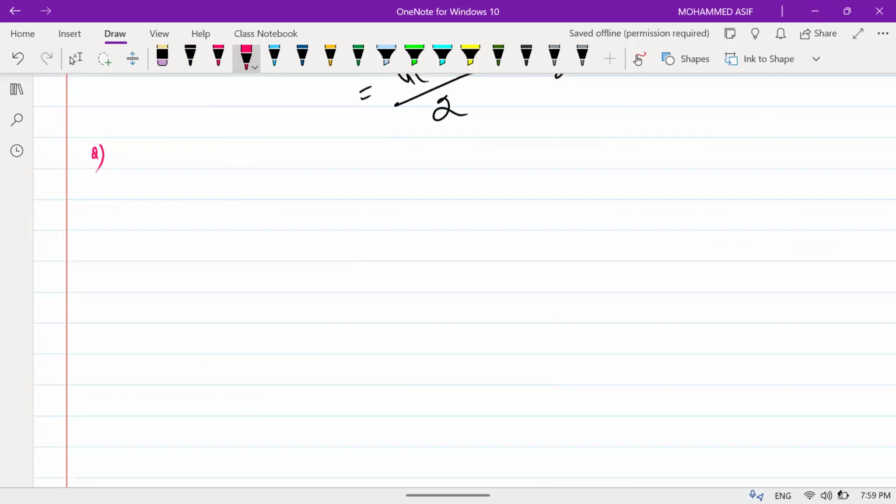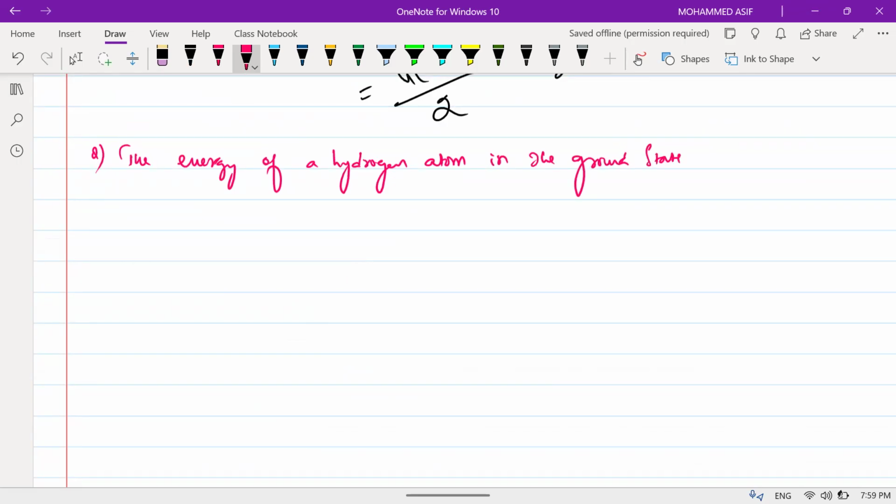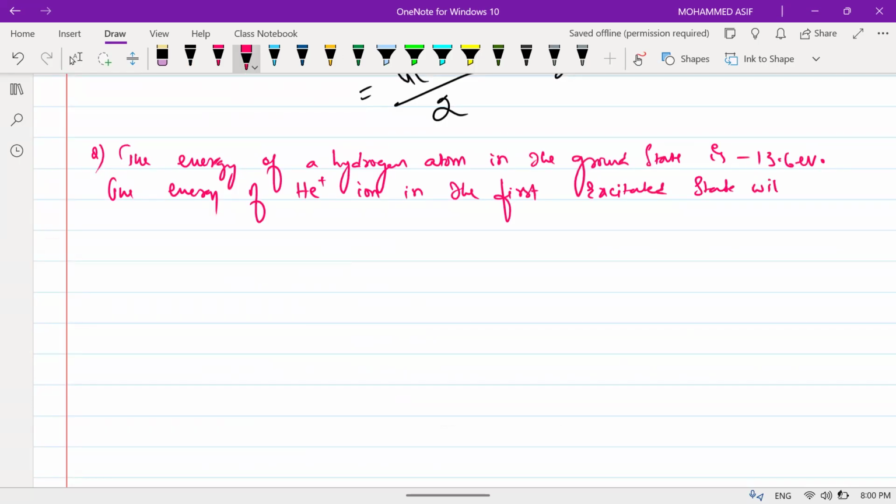And tell me the answer for this one, beta. The energy of a hydrogen atom in the ground state is minus 13.6 electron volt. Okay. The energy of helium plus ion in the first excited state will be.